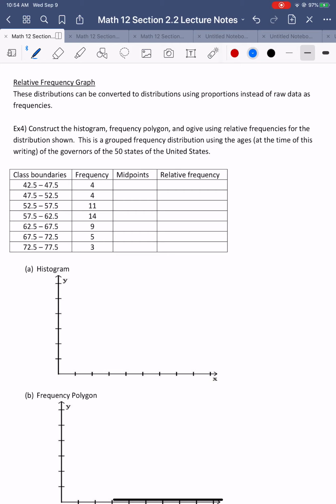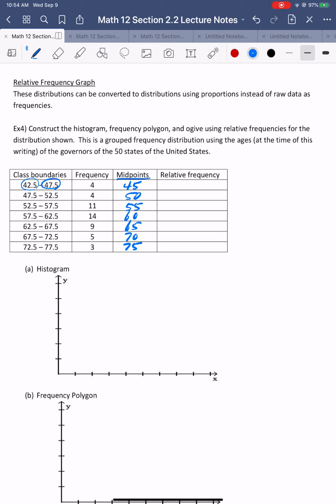So find the midpoint for the frequency polygon. In order to find the midpoint, we have to add these two numbers together and divide by 2, which is 45. I got 50 and 55, 60, 65, 70, and 75.